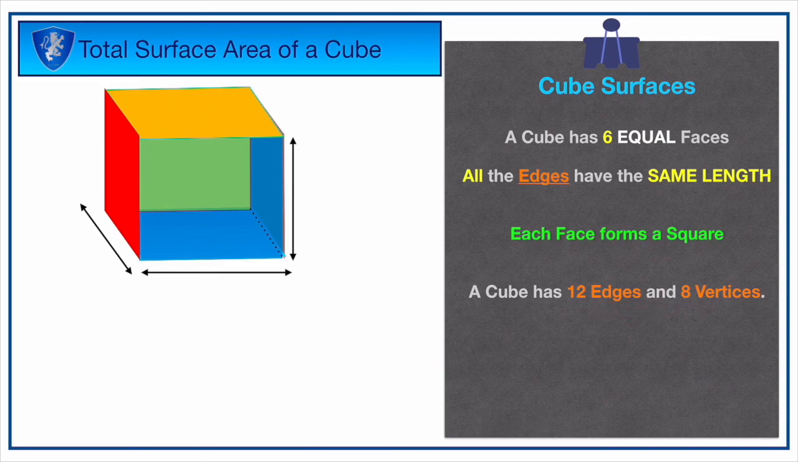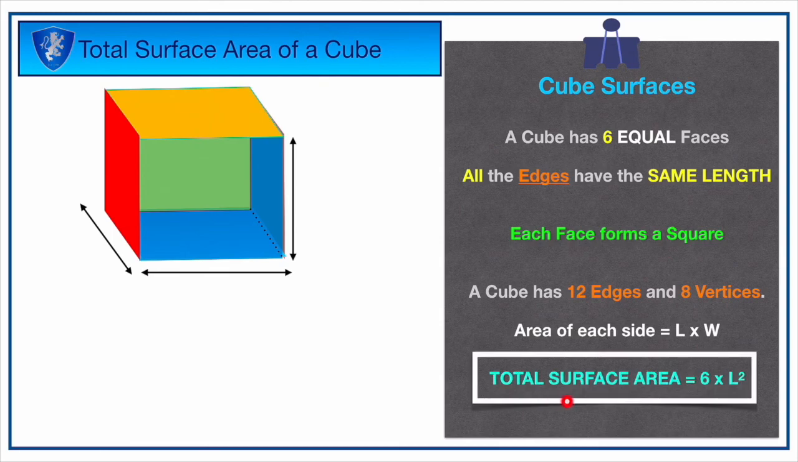Now, each of the sides, the area of each side is length times the width. Now, as you can see, all these sides are equal. So I'll call it length and width. We can call it side times side. And the total surface area is 6 times the length square. And the reason we put length square is because all the sides are equal. So the total surface area of a cube is 6 times the side square or length square.